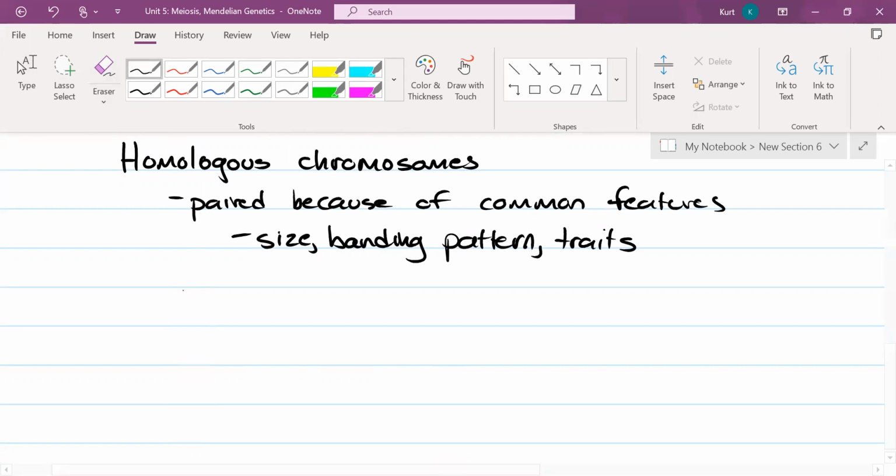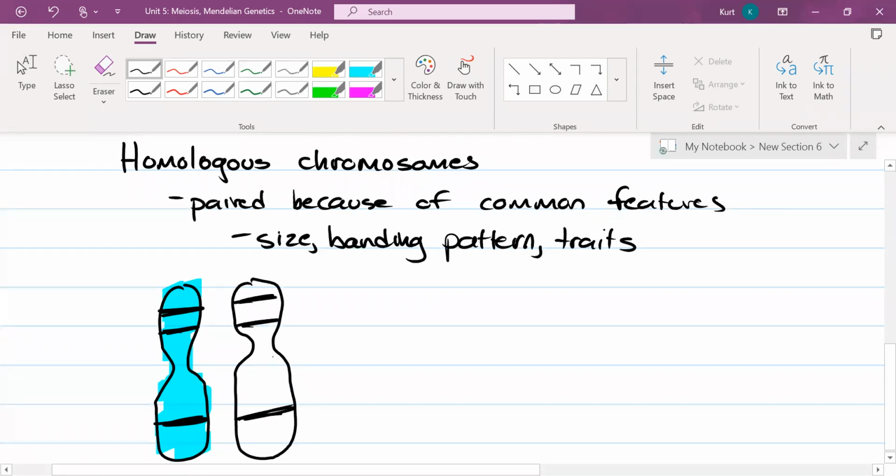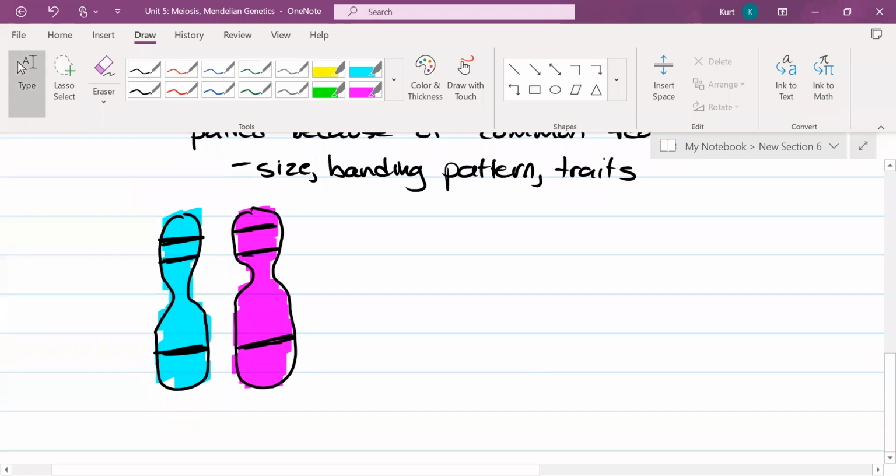Let's try that again. So yeah, here's chromosome number 1. There's a band there, and a band there. And we'll color it blue. This is chromosome number 1 from dad. Here's chromosome number 1 from mom. This would make a homologous pair. This would be pair number 1.